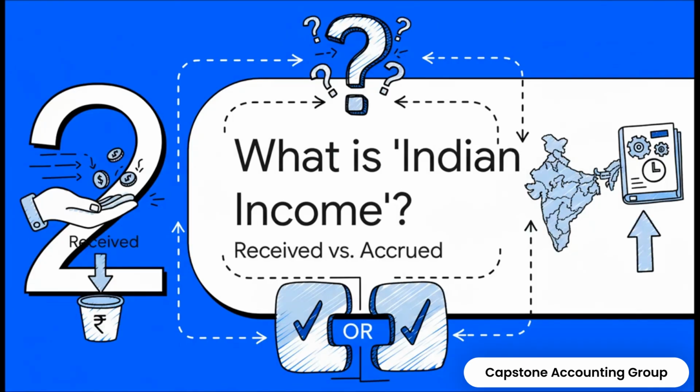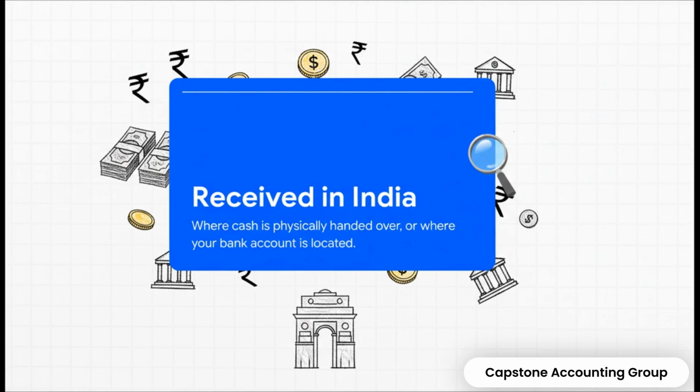All right, so let's dig into that second piece of the puzzle. What is Indian income anyway? See, the law has these two different tests, and this is important. An income only has to pass one of them to be taxable in India. Okay, the first test is received in India, and honestly, this one's the easy one. It's all about where the money physically lands for the very first time. If someone hands you cash in India, or if a payment hits your Indian bank account, boom, it's considered received in India. It's as simple as that.